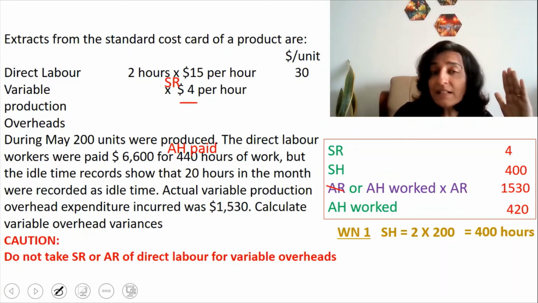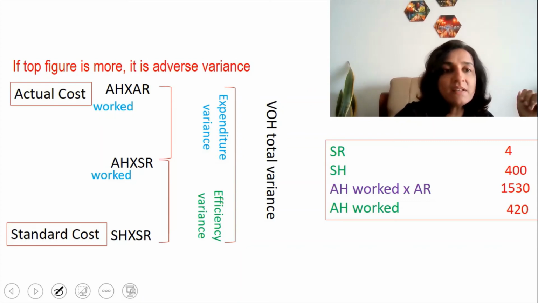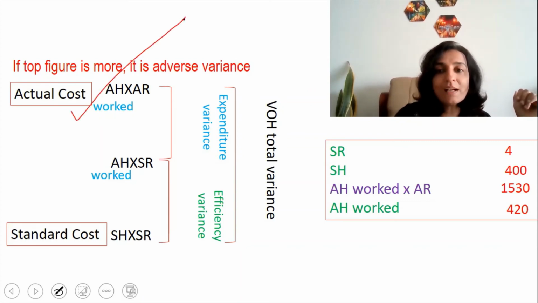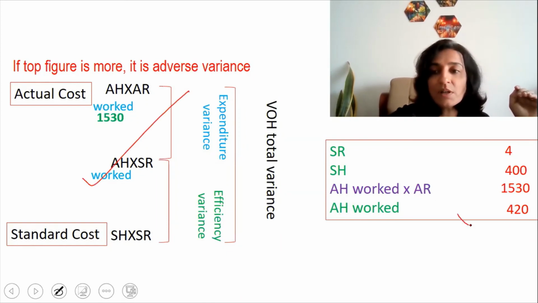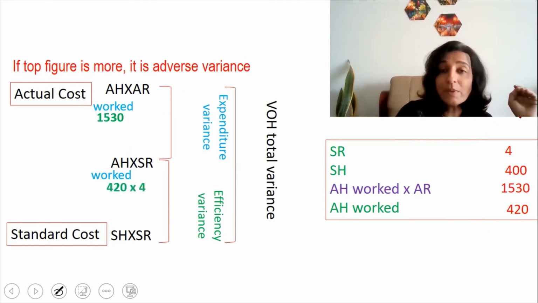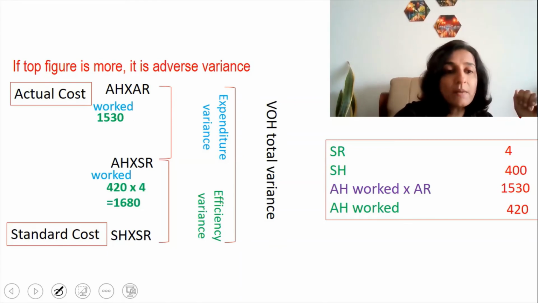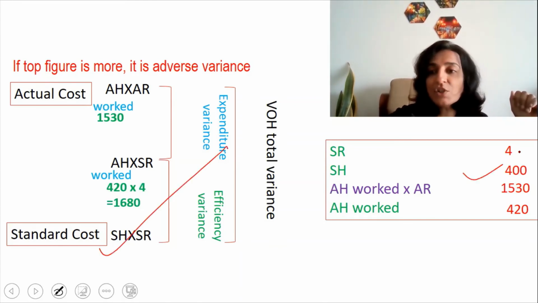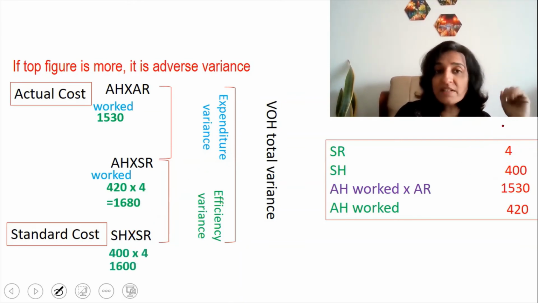Now we've got all the details to fill up the format. So going to the format, the first item that needs to be filled in is actual hours worked into actual rate. That is given directly as $1,530. So I'm keying in that figure. Now actual hours worked into standard rate. Actual hours worked is 420 and standard rate is 4. So you get 420 into 4, which gives an amount of $1,680. Next, coming to standard hours into standard rate, SH is 400 and SR is 4. So 400 into 4, you get $1,600.